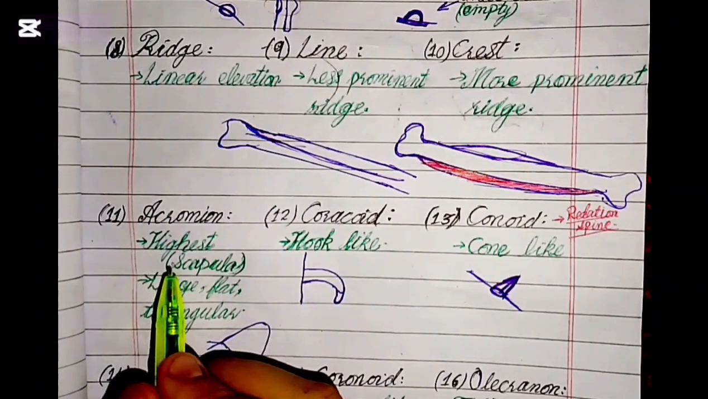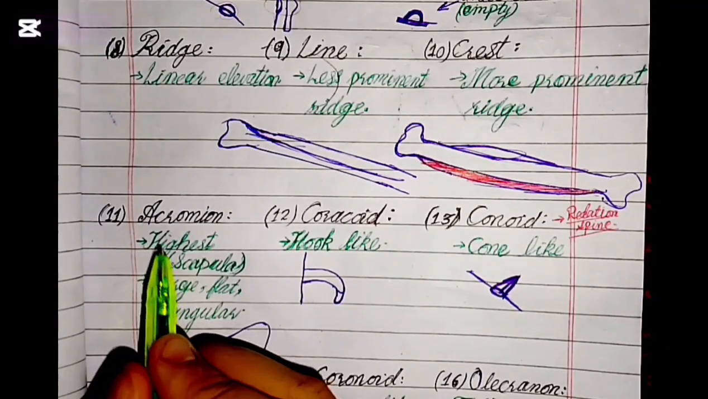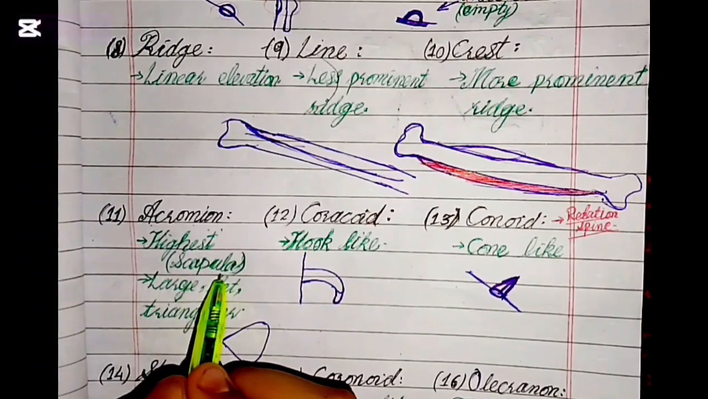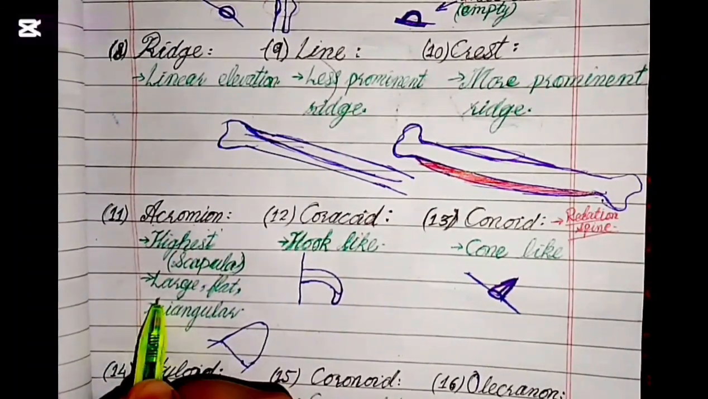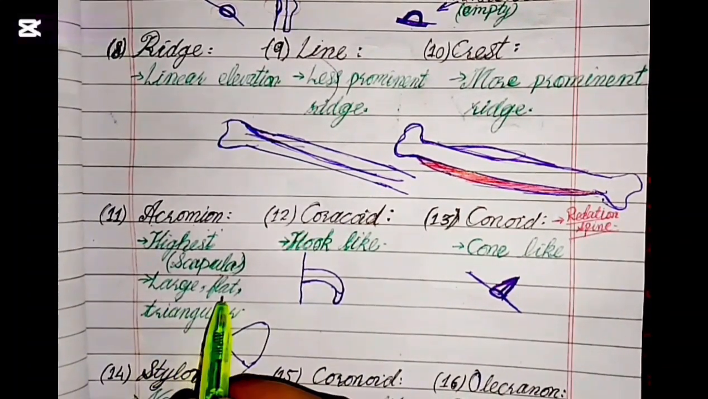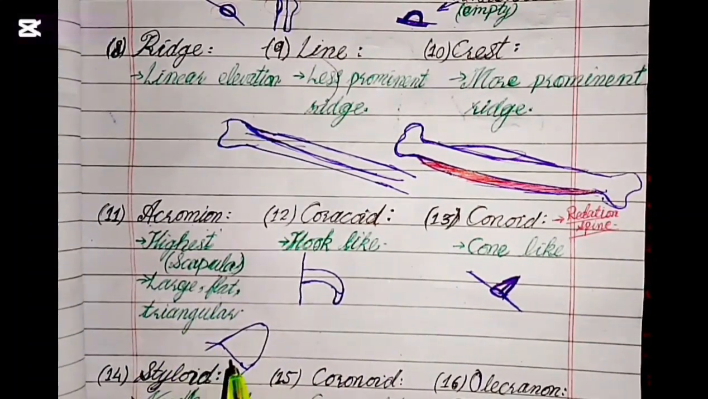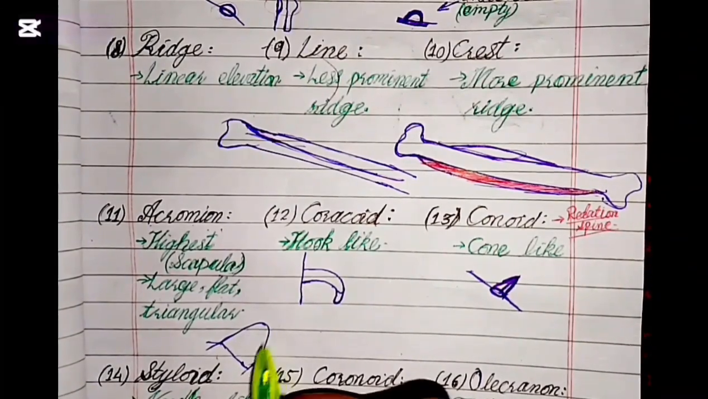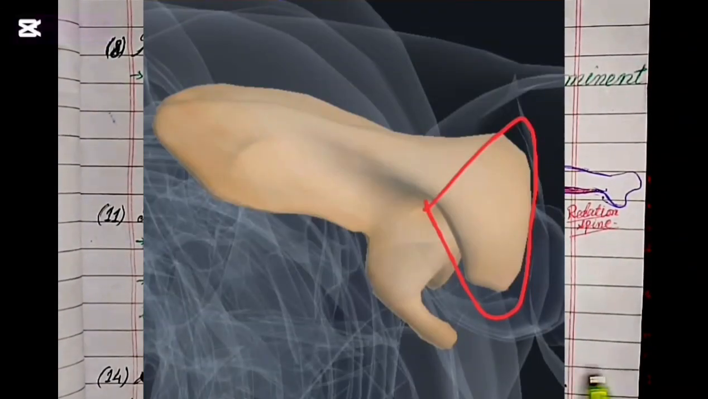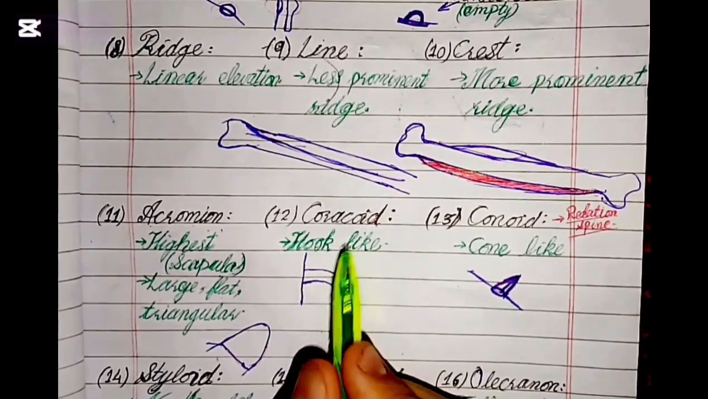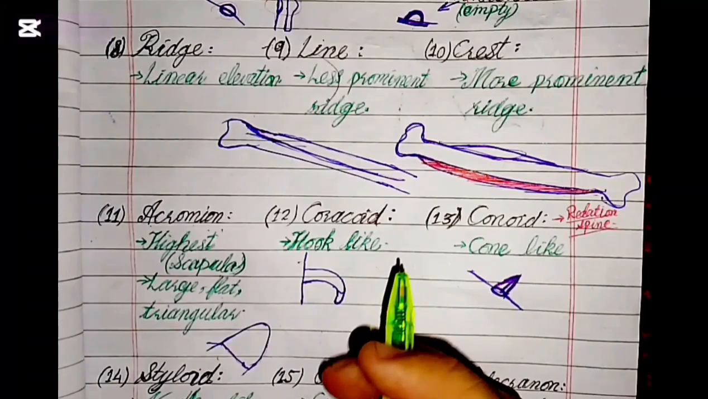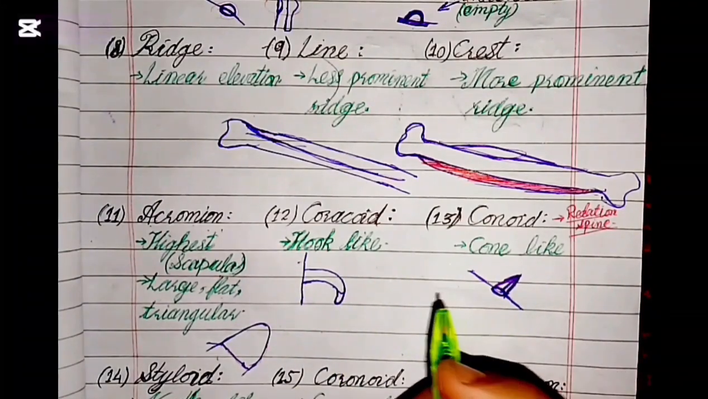Then acromion. What is acromion? It is derived from a Latin word which means the highest point, the highest point of the scapula. When we look at its shape, it is the largest flat triangular structure present in the scapula. It is triangular, flat and much larger. And coracoid is a Latin word meaning hook-like. So coracoid is a hook-like projection.